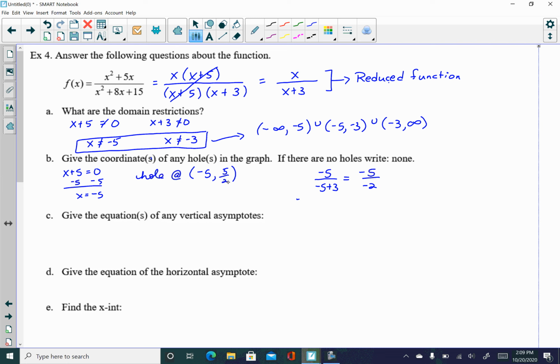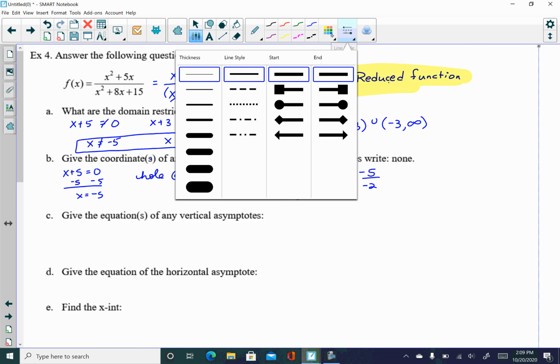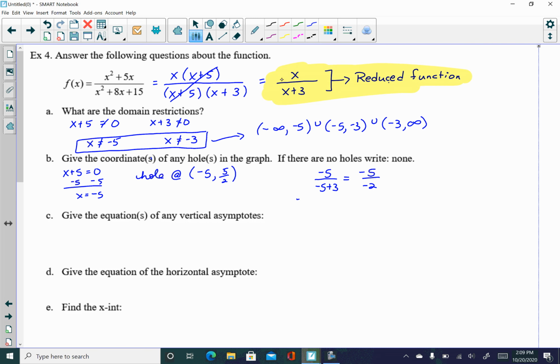Part C wants your vertical asymptotes. Looking at your reduced function, let me highlight it up here. Vertical asymptotes are anything that's left in that denominator. So you have x plus 3 left in the denominator. Set that equal to 0, subtract 3 from both sides, so x equals negative 3. That's your one and only vertical asymptote here.